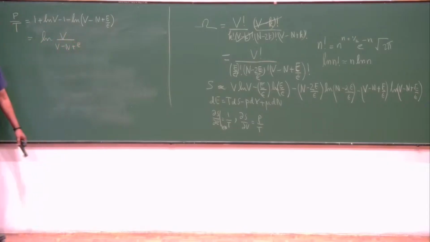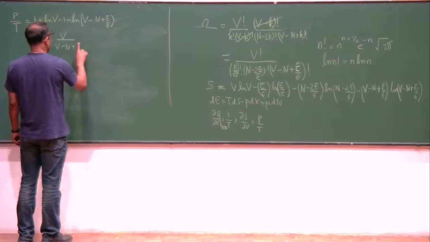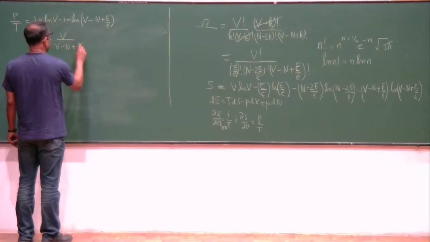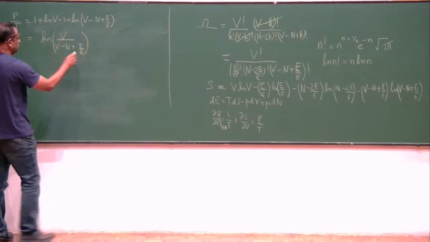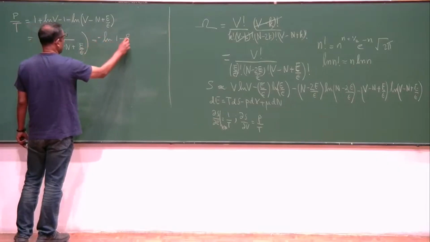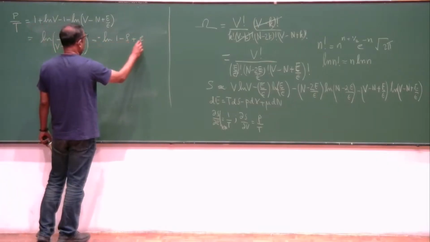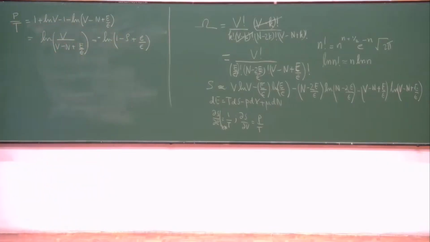Since E by epsilon comes all the time, I can just call it K. Okay, E by epsilon. I divide by V, I get log minus log 1 minus rho plus small e by epsilon, where small e is the energy per particle, per volume.